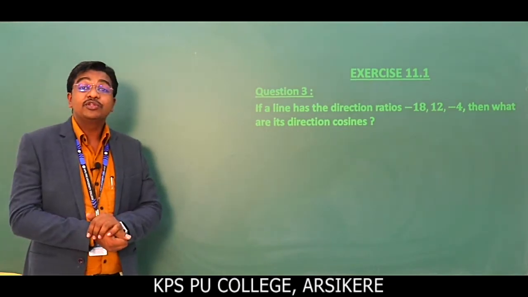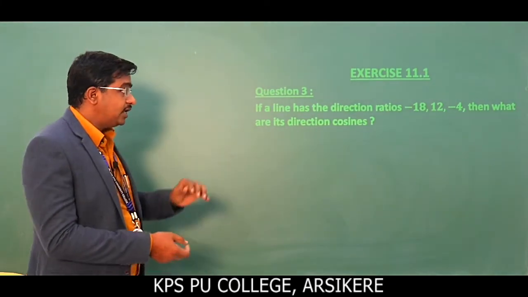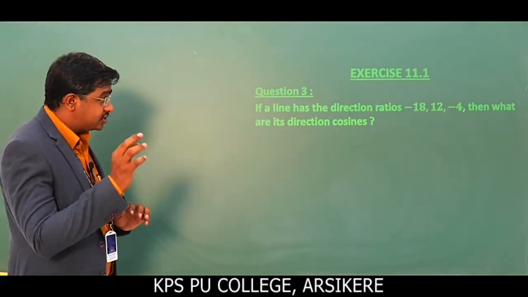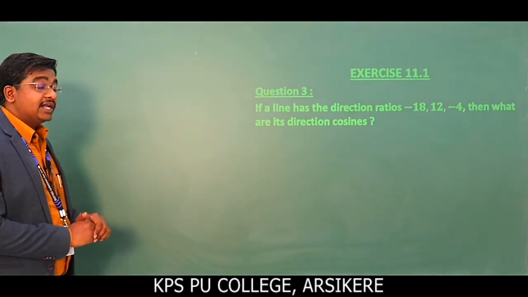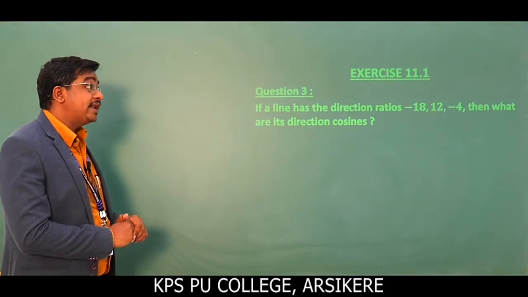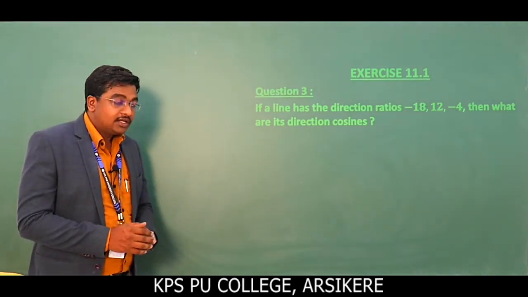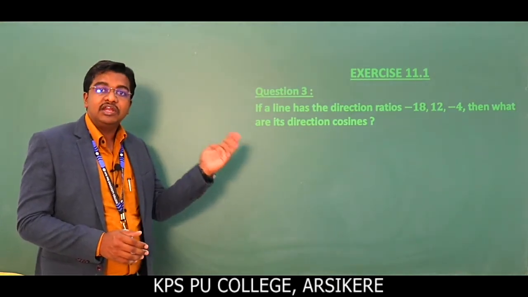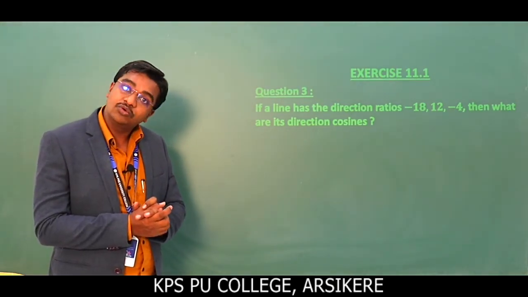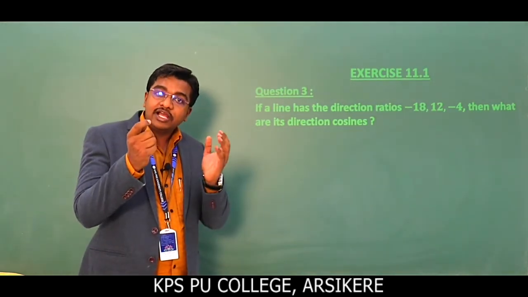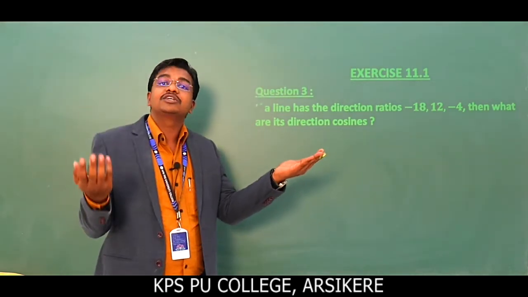Now let's move to the next question. Question number 3 from exercise 11.1. If a line has the direction ratios minus 18, 12, minus 4, then what are its direction cosines? Given the direction ratios, we need to find the corresponding direction cosines. We have already discussed the relationship between direction cosines and direction ratios.